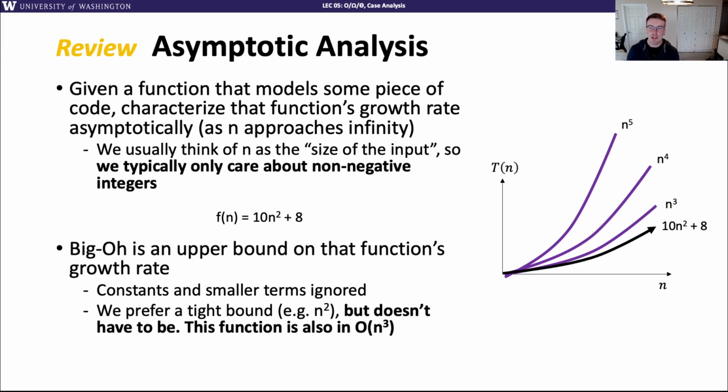And as a reminder of how we do this process, when we're doing asymptotic analysis, we're given a function that models some piece of code, and we want to characterize that function's growth rate asymptotically as n approaches infinity. Now, one thing to highlight here that's a little bit different: we've been a little nebulous about what we mean by n. In all of the examples we've seen so far, n has been the input number, and we talk about how our algorithm would scale with that input.